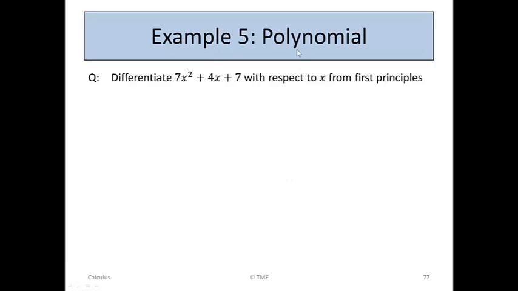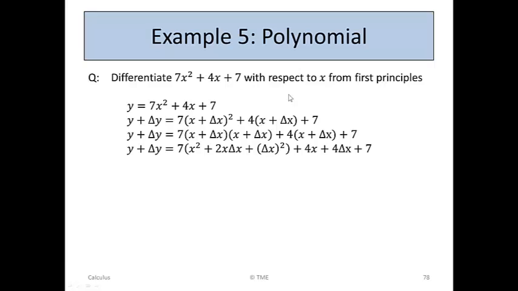Example 5, polynomials. Differentiate 7x squared plus 4x plus 7 with respect to x from first principles. Here we've got a combined term with some term that's squared, a linear term, and a constant. So we're going to differentiate that with respect to x from first principles.